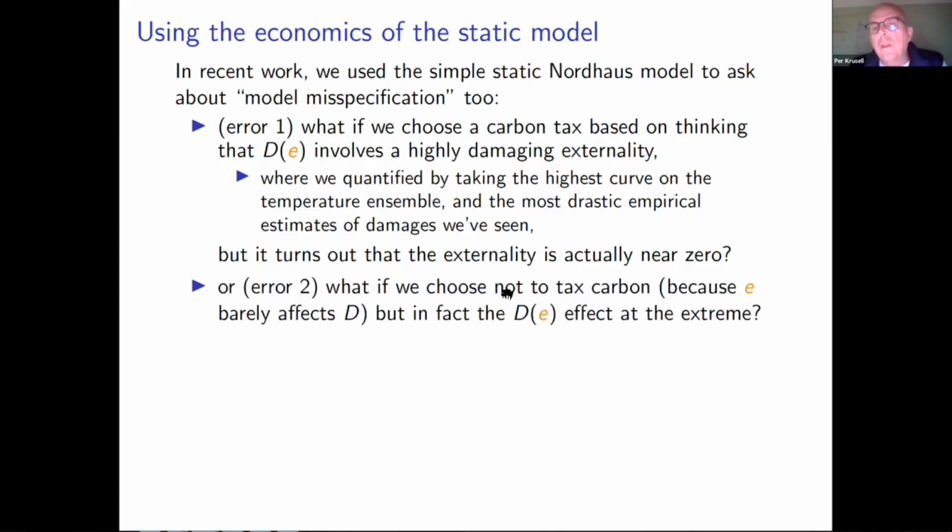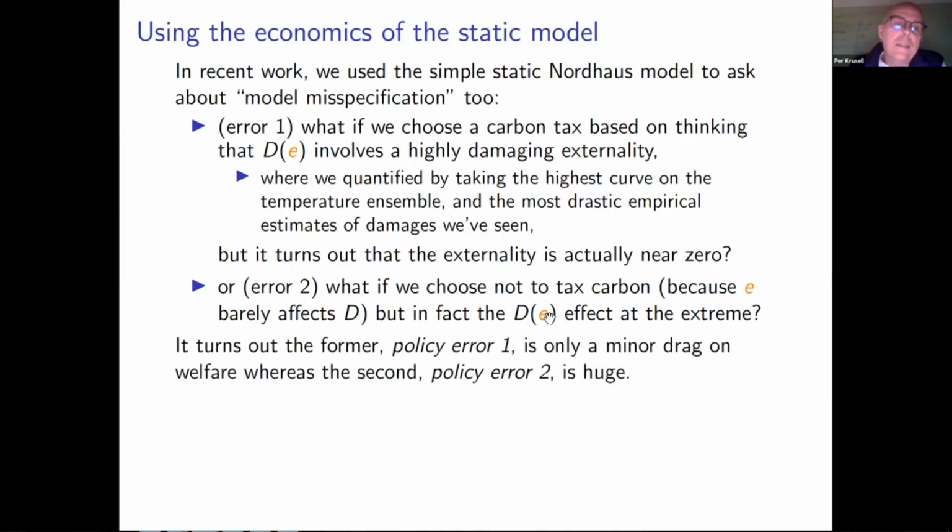What if we choose not to tax carbon because we think E barely affects D, but in fact, it does in this extreme way, again, with reference to the extreme damage functions and so on. And then we found that the first error is actually not a big deal. It's not a big deal to tax carbon at a relatively high rate, the rate you need, based on thinking that climate change is really dangerous. Of course, it will be a drag, but it will not be a huge drag on welfare in this kind of long run perspective.